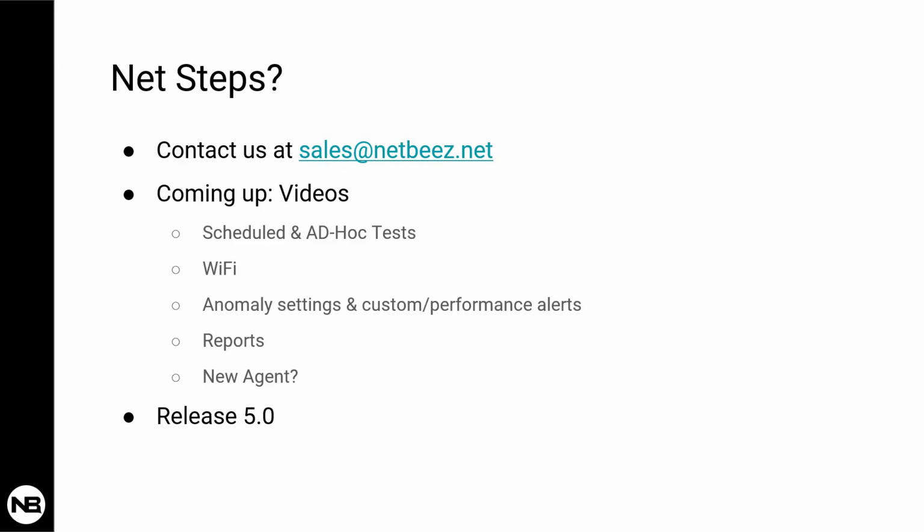Coming up, we have scheduled tests and ad hoc testing, the Wi-Fi section, more in depth compared to what we did in the agent management section, anomaly settings and custom performance alerts, and reports, which is being redone in the next release, 5.0, which is slated to come in Q2 of 2020. And as I alluded to earlier, we have a new agent on the horizon. It is a Windows-based agent. It is in development and should be coming to a dashboard near you very soon.